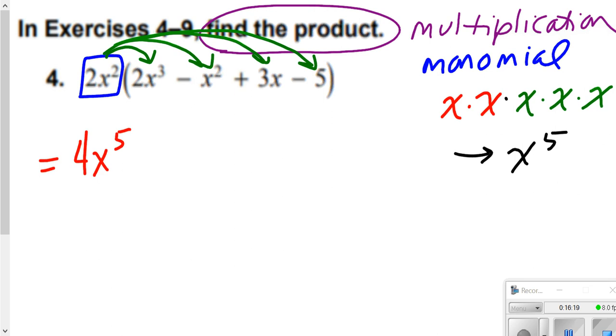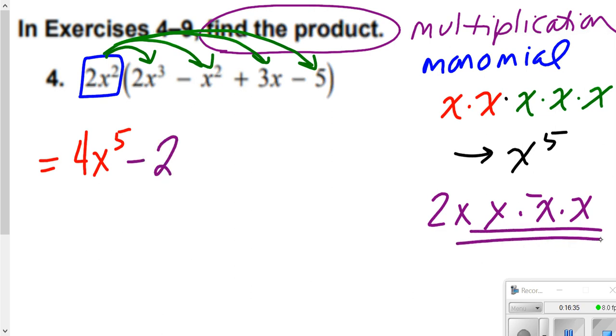Okay, now we take 2x squared, which is 2 times x, and we multiply by another x times x. This has a negative sign. Okay, so with that, we would have minus 2, and then this all makes x to the 4th.